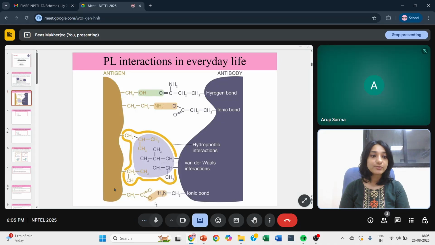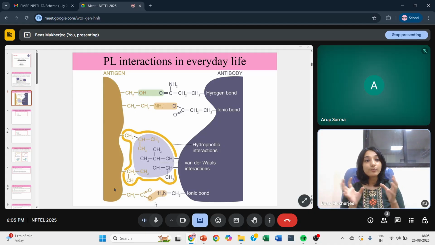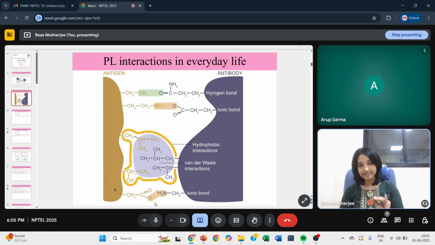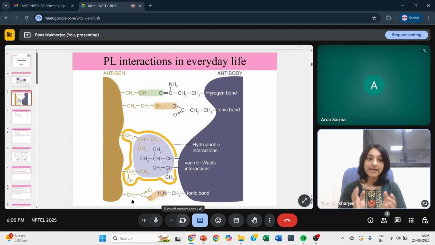So this slide, you are already familiar with. You know how proteins interact with ligands. There can be different kinds of interactions, for example, hydrogen bonding interactions, ionic bonds, hydrophobic interactions, van der Waals interactions, etc. So these are the different interactions using which the ligands bind to proteins.